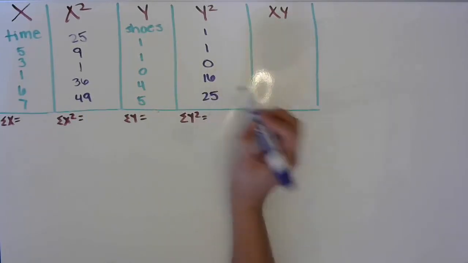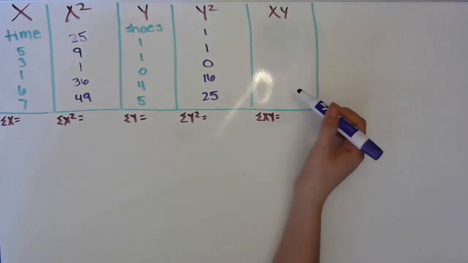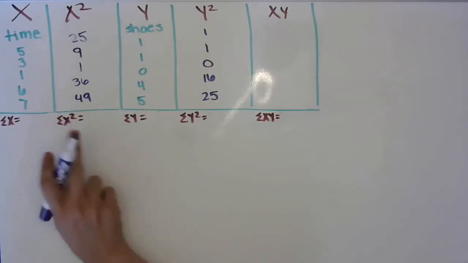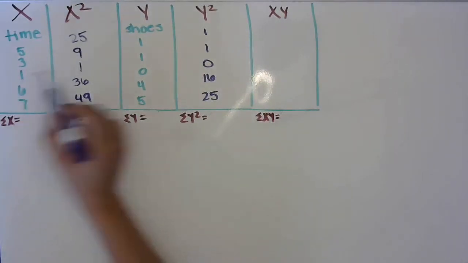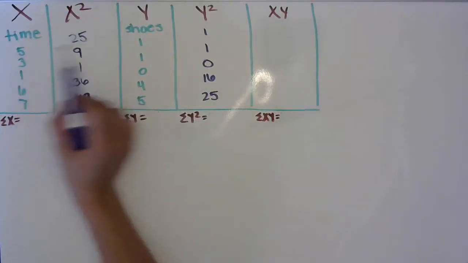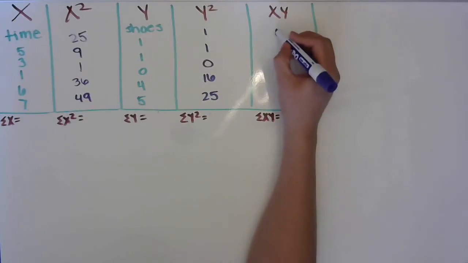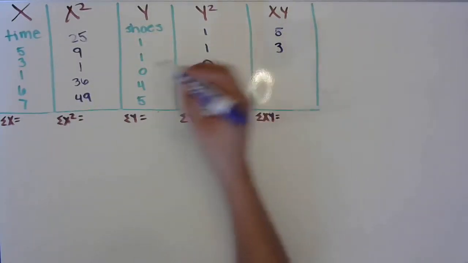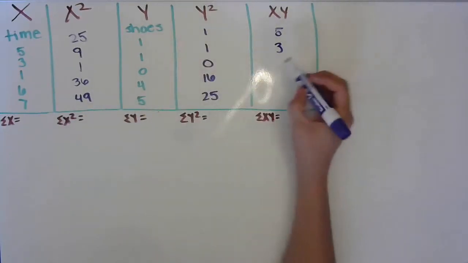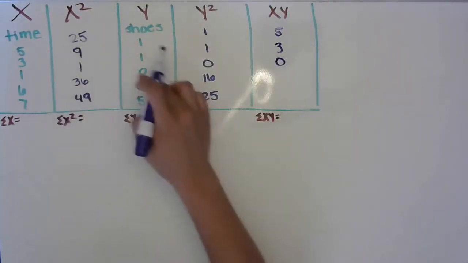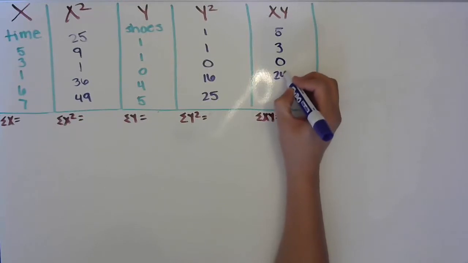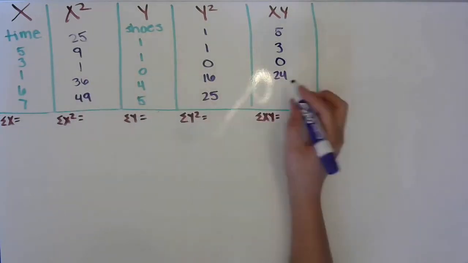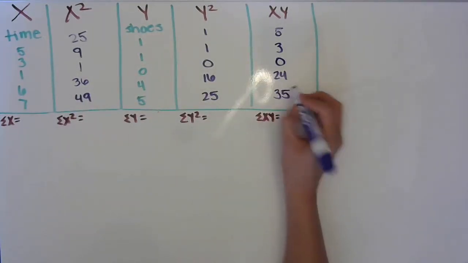Now for our XY column, we are going to multiply the values in our X column and our Y column. So we're just going to go straight across. So we have 5 times 1 is 5. 3 times 1 is 3. 1 times 0 is 0. 6 times 4 is 24. And then 7 times 5 is 35.